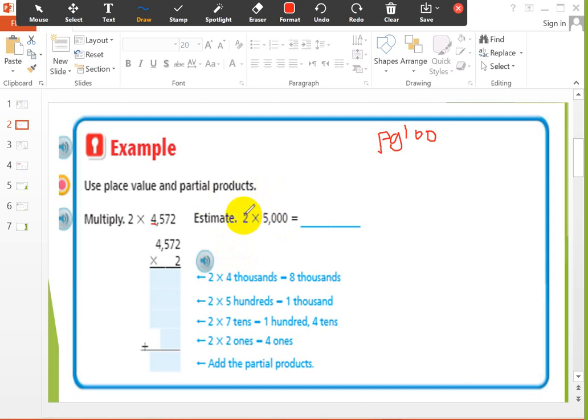So 2 multiply 5,000. 2 multiply 5 equals what? Equals 10. And I have to put 3 zeros next to the answer. So it will be 10,000. I will repeat it again.